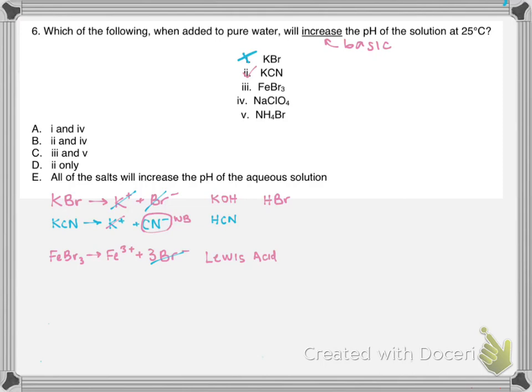Okay, so that iron ion in water is going to combine with water, keep an OH to itself, and kick protons into solution. It'll hydrolyze the water and make it acidic. Okay, so it's definitely not going to make it basic. So that one's out.